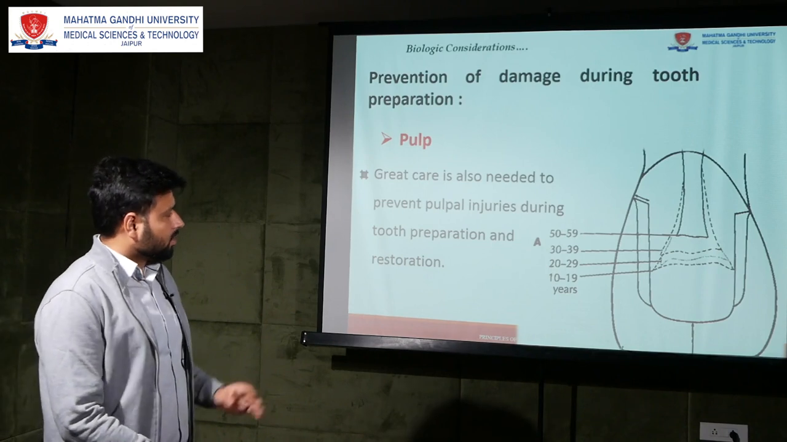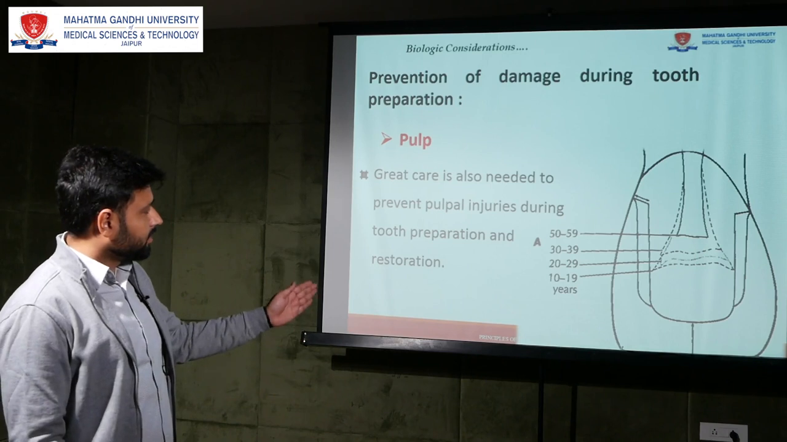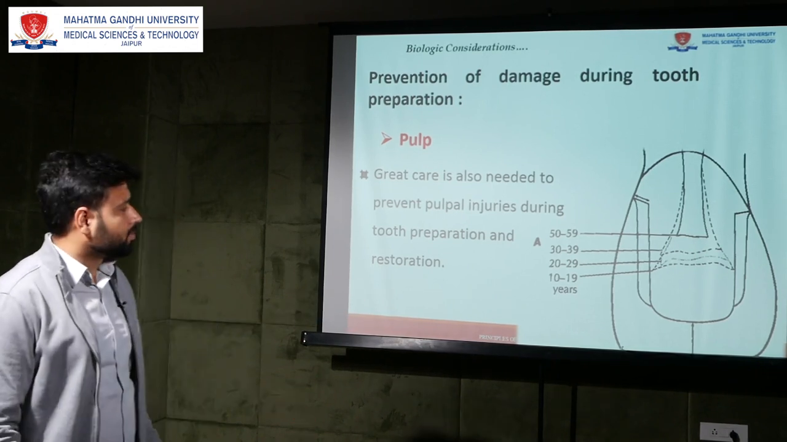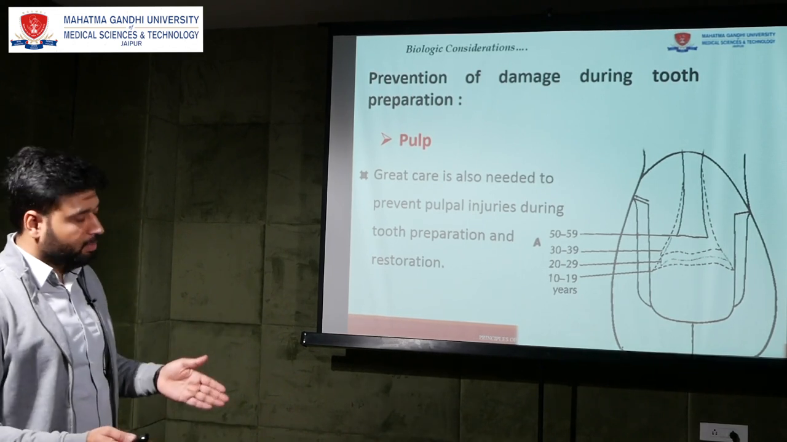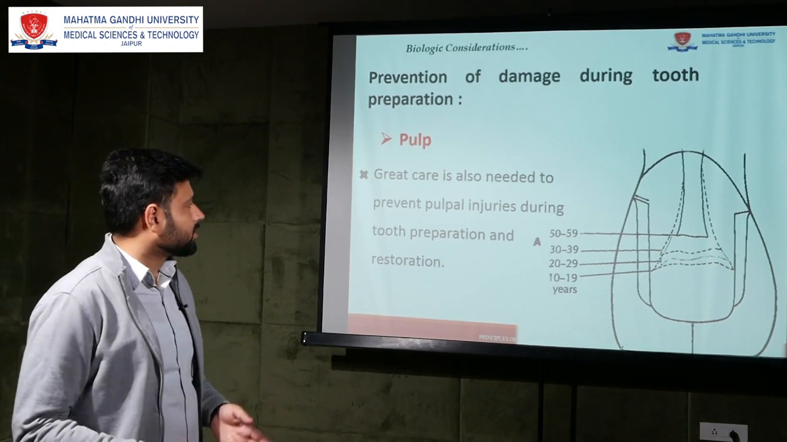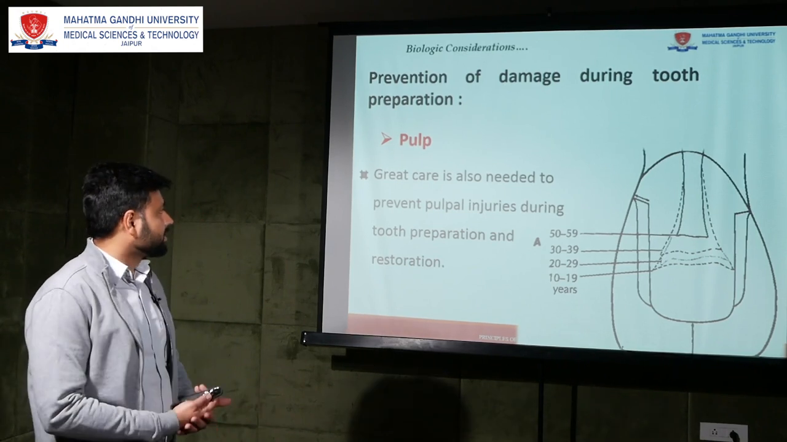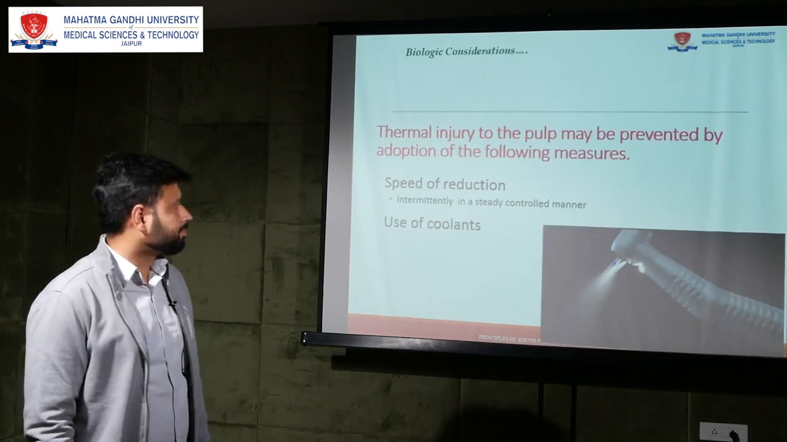The pulp. In the diagram, we can see the area of pulp with the age group. In the younger age, we have the broader area of pulp, so we need to protect the tooth surface more. And in the older age, the pulp area shrinks, so we have better structure to prepare. So great care is also needed to prevent pulpal injuries during tooth preparation and restoration.